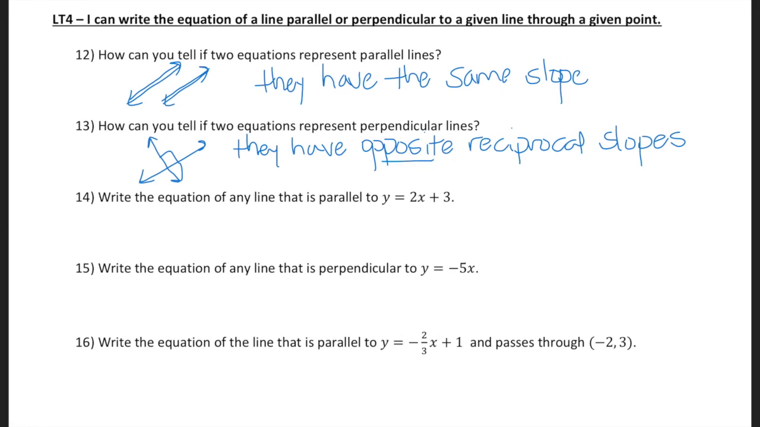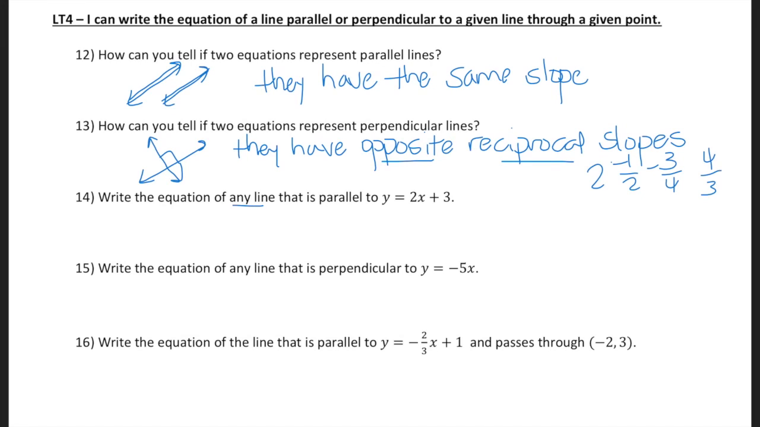So opposite means change the sign, positive to negative, negative to positive. Reciprocal means to flip the fraction. So if I have a slope of 2, the reciprocal would be 1/2. If I have a slope of 3/4, the reciprocal would be 4/3. And then I would change the sign. So if it was positive 2, I'd make this negative 1/2. If it was negative 3/4, I'd make it positive 4/3.